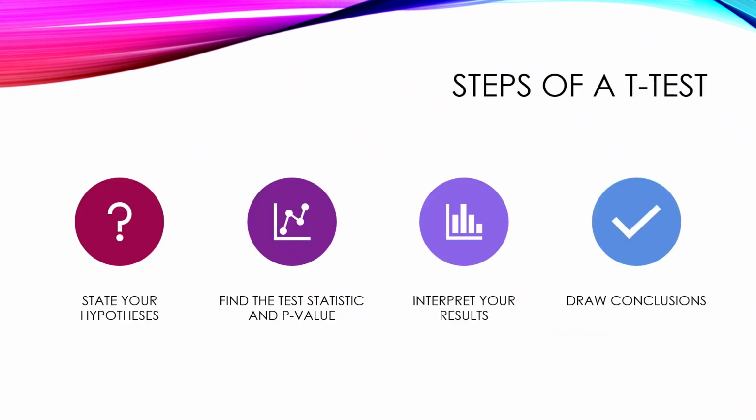Just to recap our steps, first we want to state our null and alternative hypothesis, then find our test statistic and p-value using R, and interpret those, and then draw conclusions.